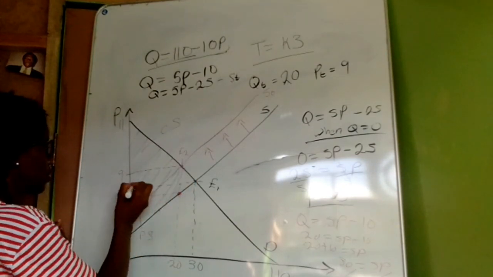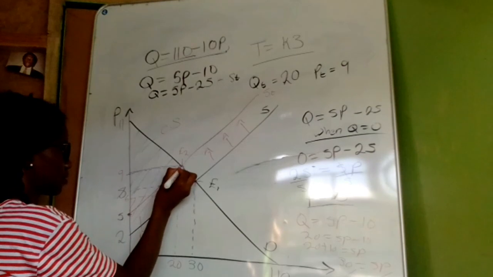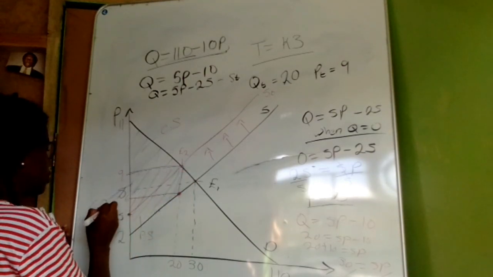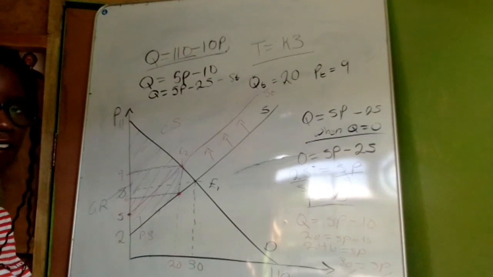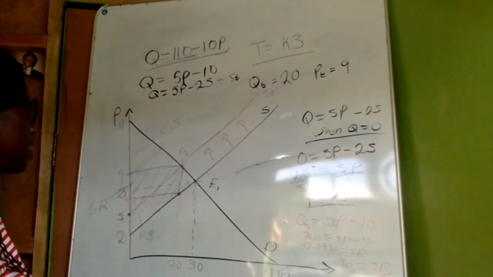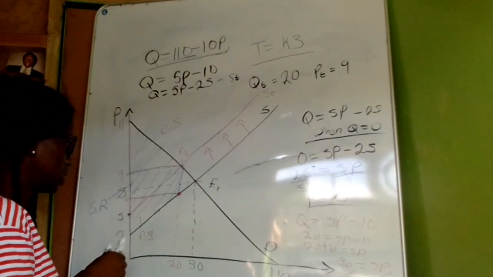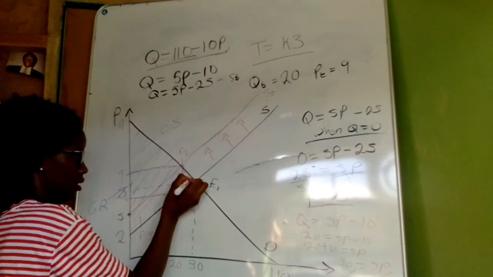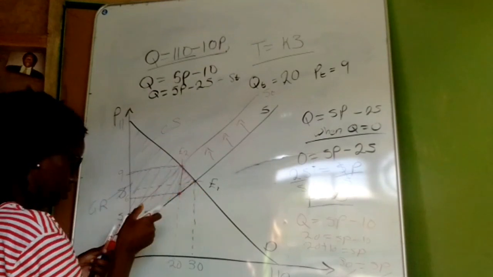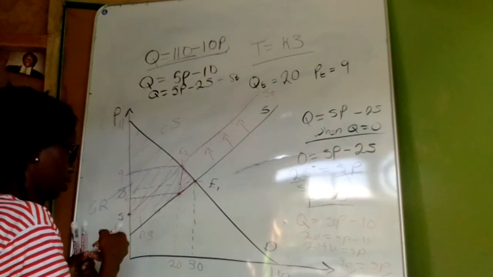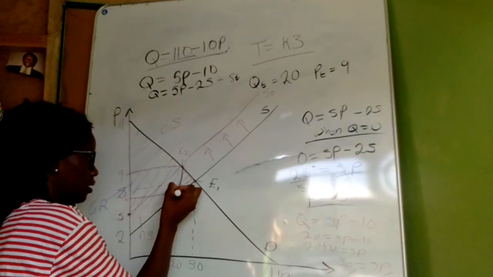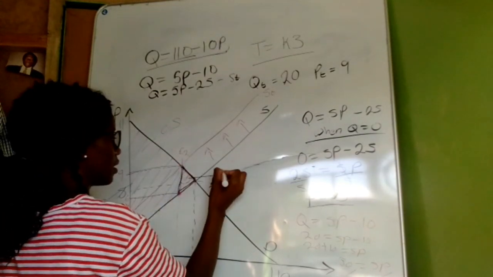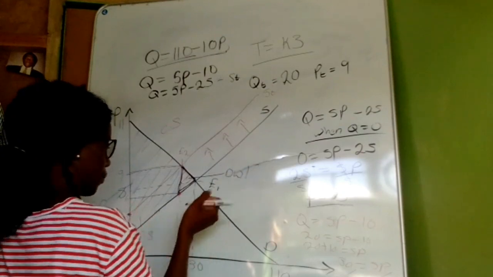So this area represents the government revenue. So this is the amount the government is getting from this tax. Okay, and I hope you've also noticed this triangle that is formed here. This little triangle. Let me try to use a different marker. This triangle here. So this is the deadweight loss.